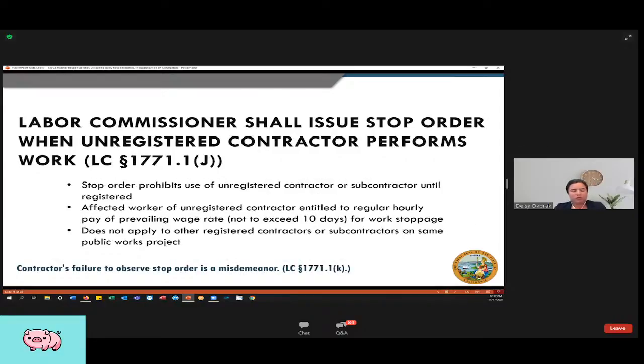The Labor Commissioner can also issue a stop order against the contractor or subcontractor who is unregistered. The workers of that unregistered contractor are entitled to be paid for a period of up to 10 days while they're not permitted to work. The stop order is only for the unregistered contractor, but as you can imagine, it can potentially interfere with the work of other registered contractors and might cause delays to your project. Failure to observe the stop order is a misdemeanor.